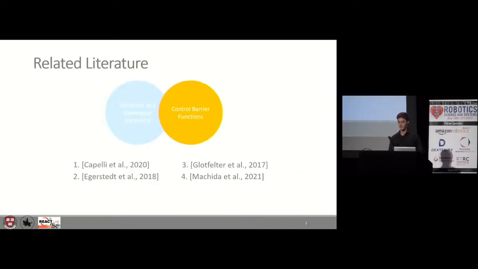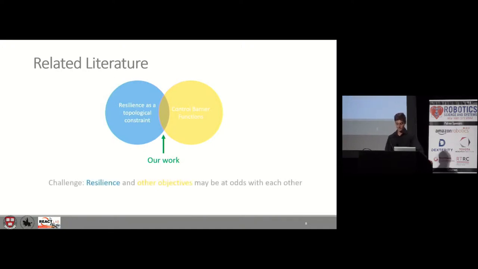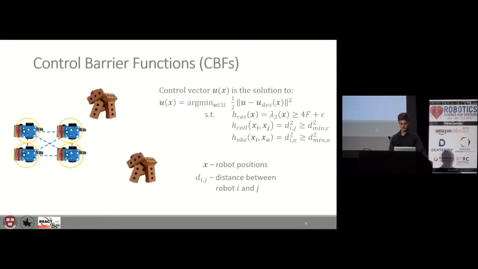Control barrier functions have been widely used to take multiple different constraints and satisfy all of them simultaneously. By formulating resilience as a physical constraint, we can now include it under the same framework with the other physical constraints such as collision avoidance. However, this introduces new challenges, as the resilience constraint can sometimes be at odds with the other constraints. To explain more about this, I will start by giving more detail about the control barrier function framework.